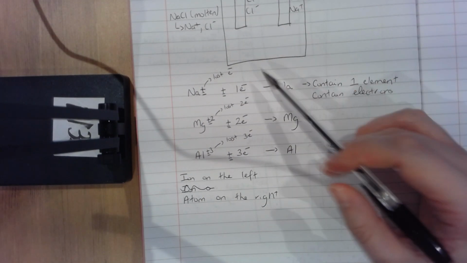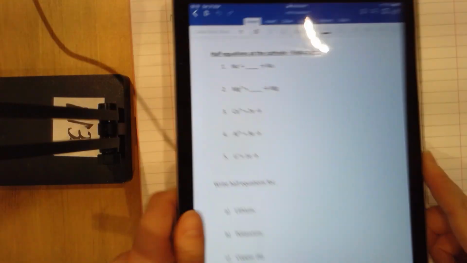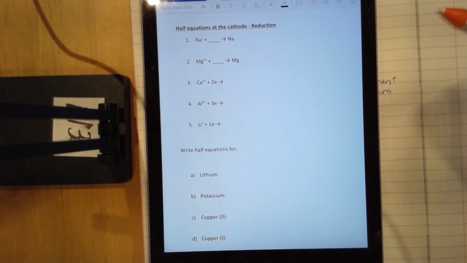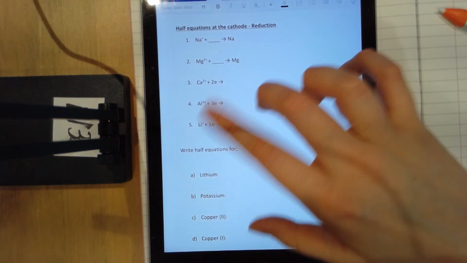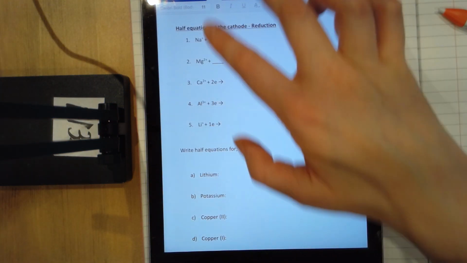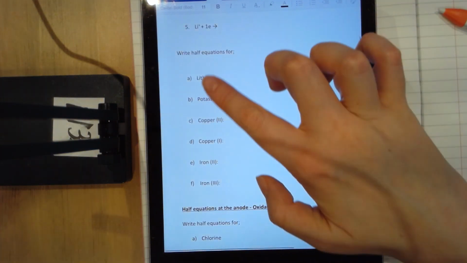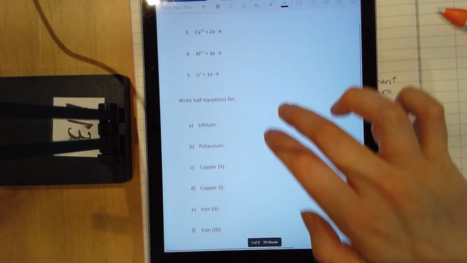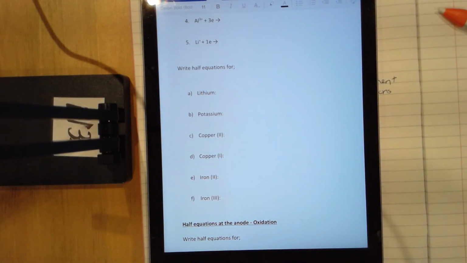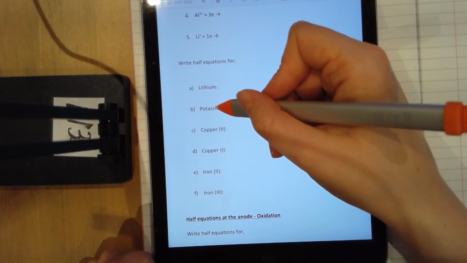I want you to have a go at a few of these equations for yourself. So I have attached a worksheet on Show My Homework. I've done some of these examples for you already. The first five, I've written half of them for you. You just need to complete them. And then the next few, I've just asked you to do from scratch. So you'll have to go to your periodic table and see what the charge would be on lithium. Lithium's in group 1, so it's going to have a +1 charge. Potassium you can figure out for yourself as well.